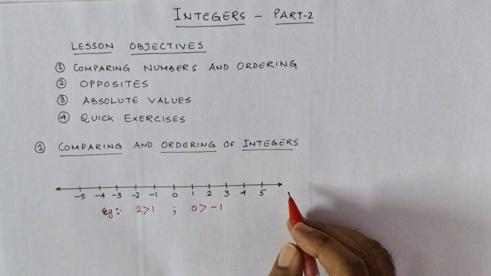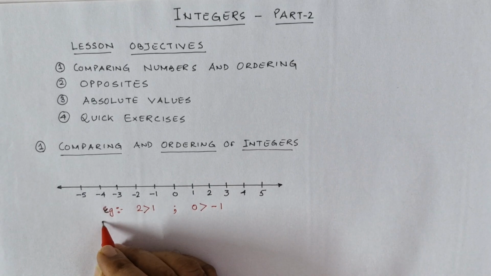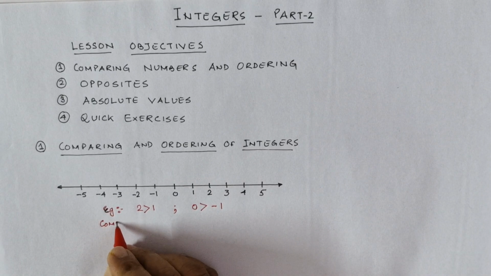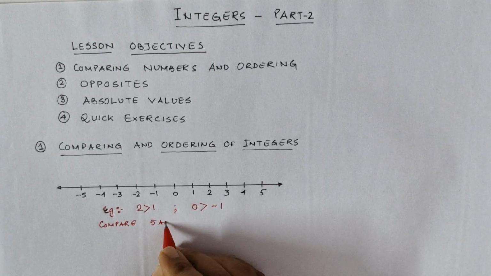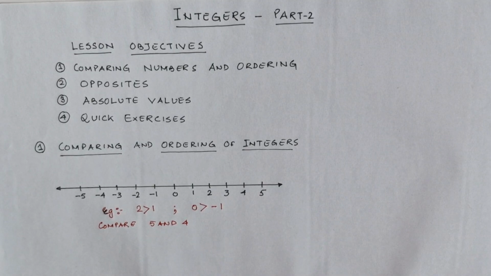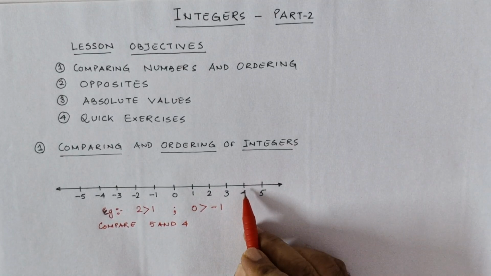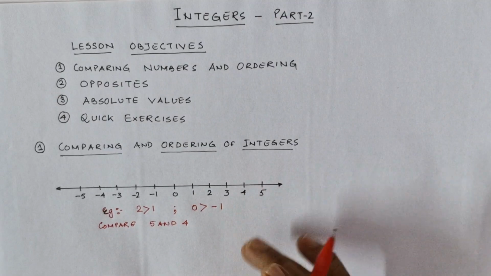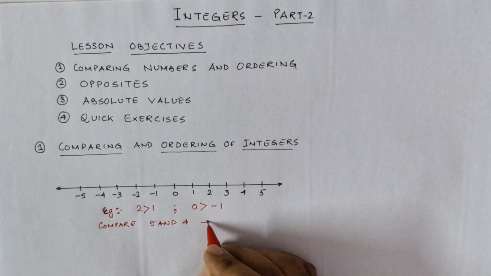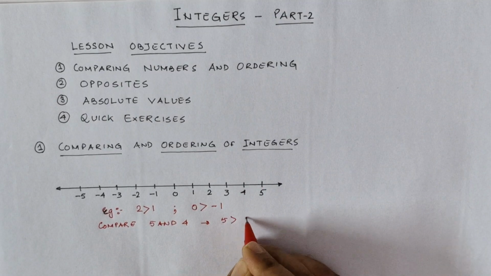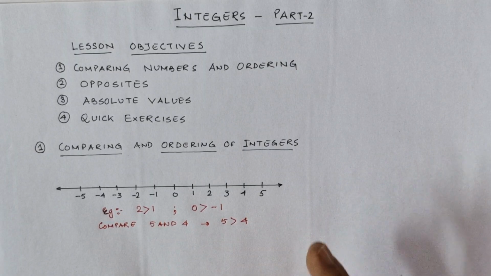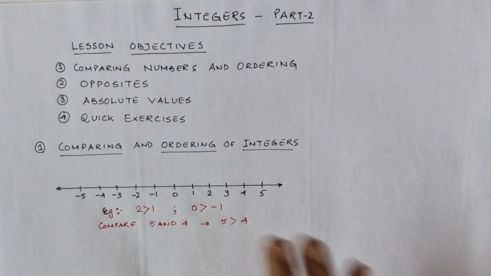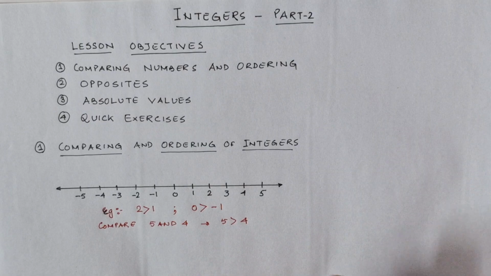Now you might be asked to compare 5 and 4. Now you can see 5 is on the right of 4. So we can say 5 is greater than 4. Now this is easy. We have been seeing it for a few years, right? So we know that 5 is greater than 4.